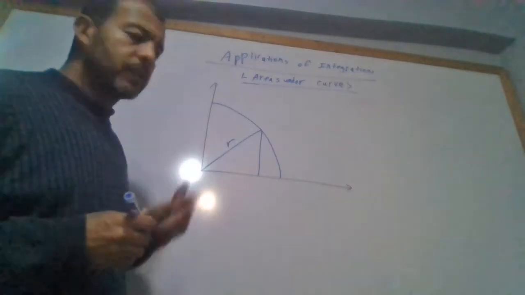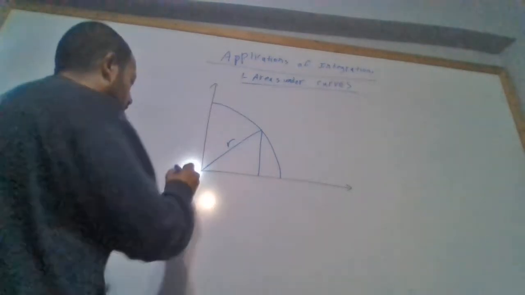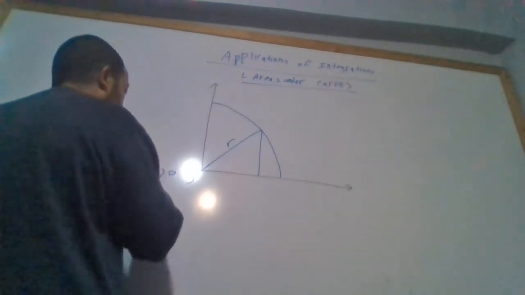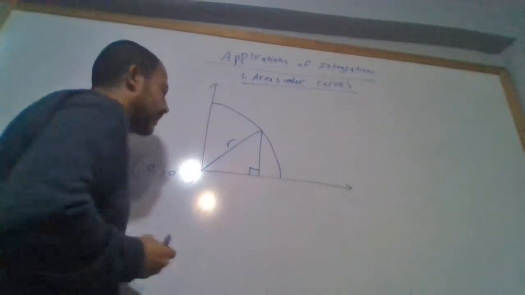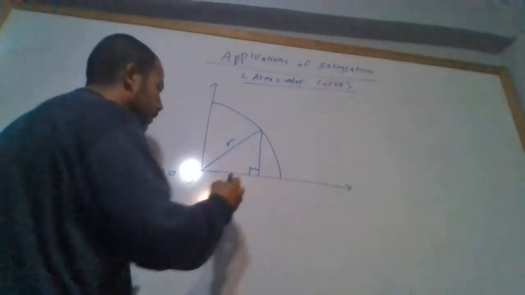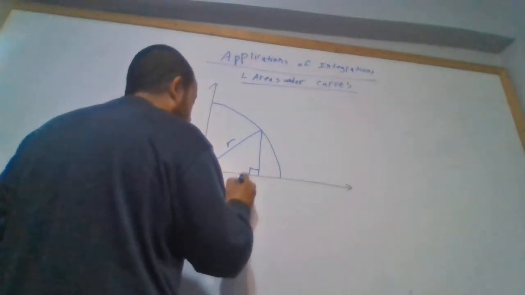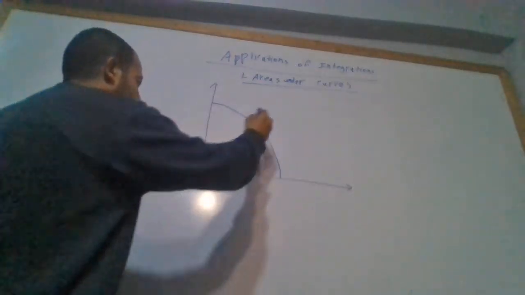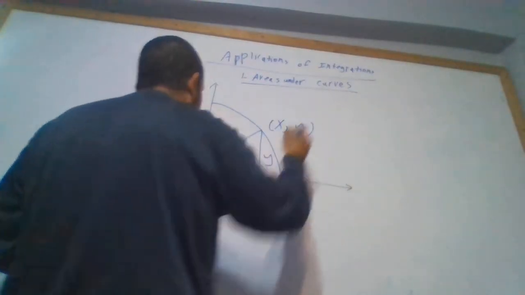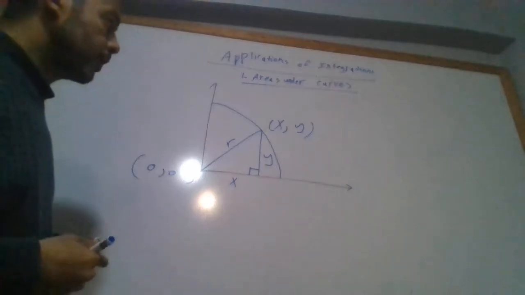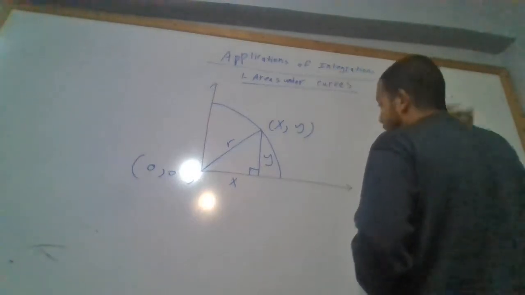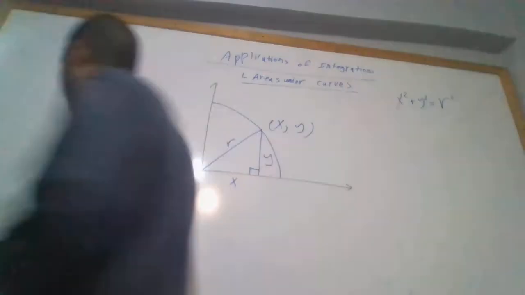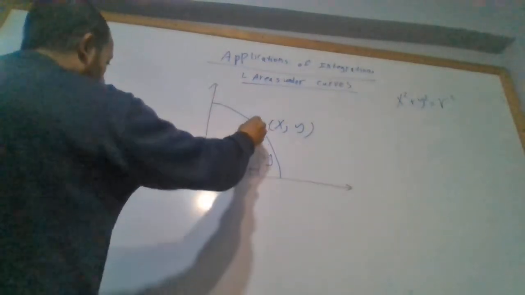Radius of this circle is r. Radius here is r, and here is the point (0, 0). Okay? This radius equals r, and this is a right angle triangle. Therefore, you can say that this is x and this is y, if the coordinates of this point are x and y. Therefore, you can see the rule here: x squared plus y squared equals r squared. Pythagoras theorem.